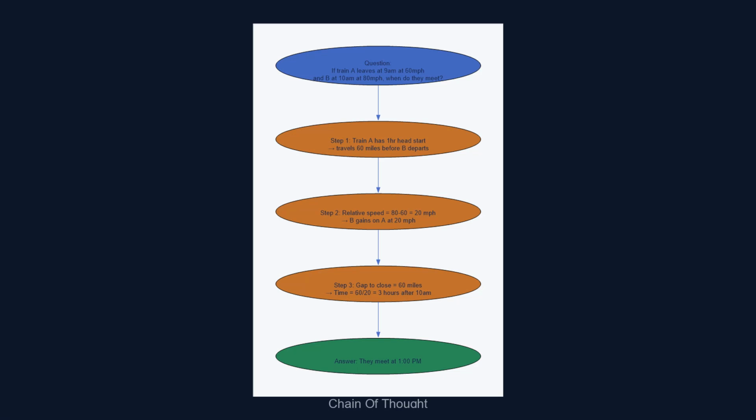This train problem is a clean illustration of chain of thought reasoning and why it matters for fine-tuning. Train A departs at 9 a.m. at 60 miles per hour. Train B departs at 10 a.m. at 80 miles per hour. The naive approach is to guess or apply a formula blindly. The chain of thought approach makes each inference step explicit.